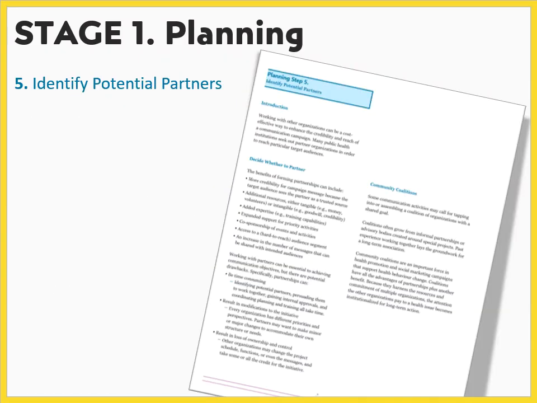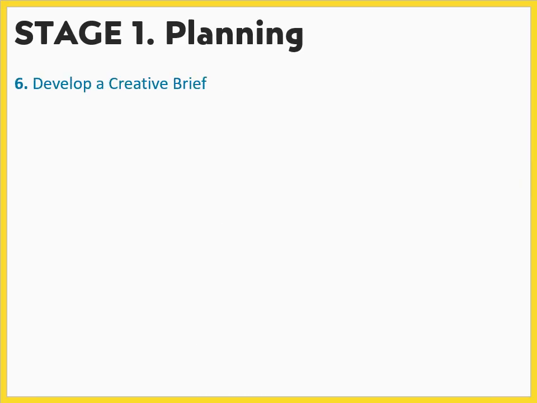This moves us to step 5 of the planning process, identify potential partners. Please read about this in the assigned readings. It's very straightforward. Step 6 in the planning process is develop a creative brief. Let me explain what this means.